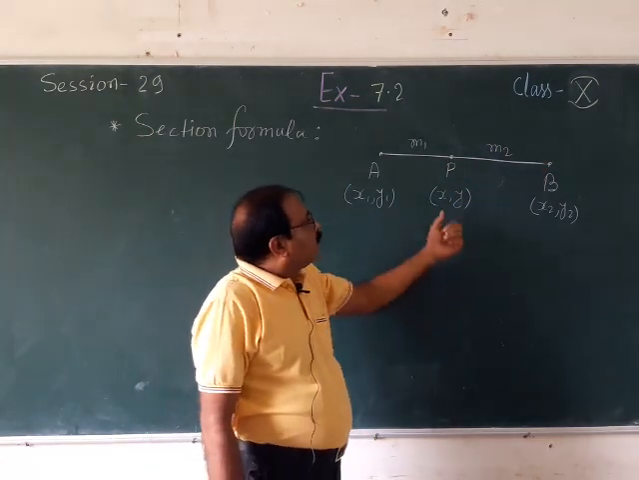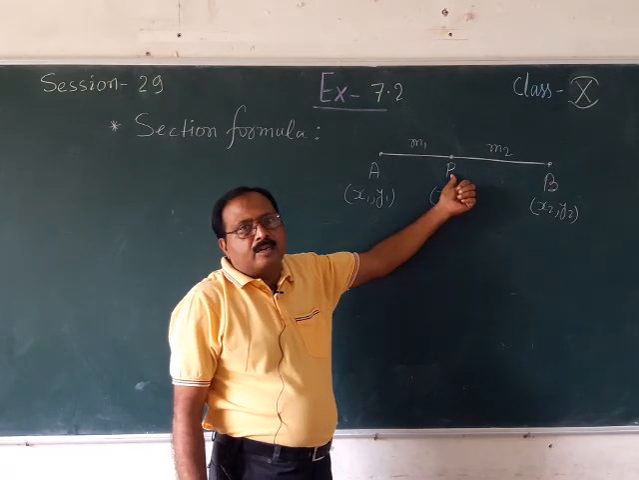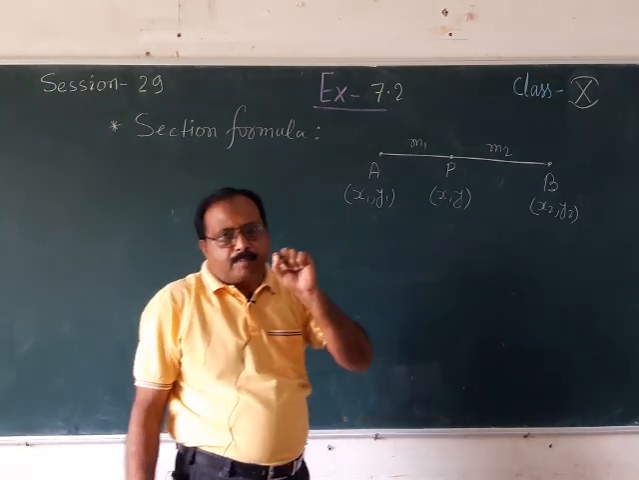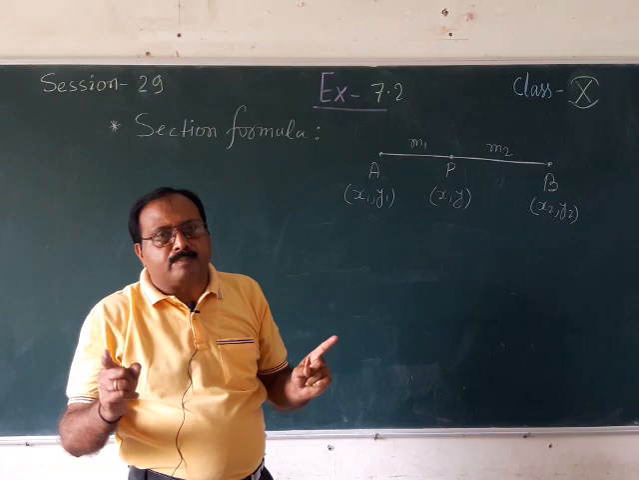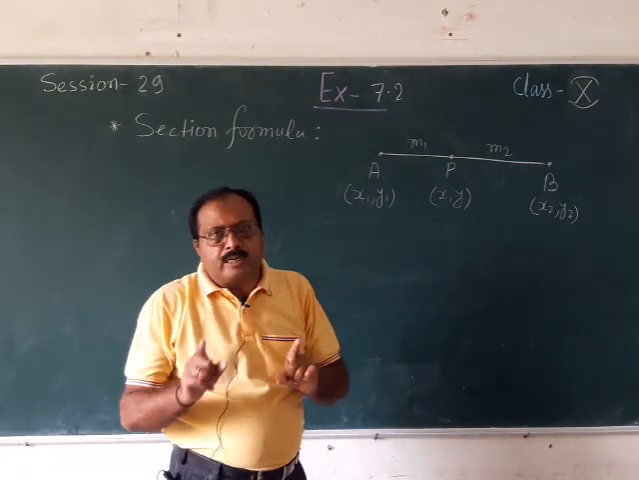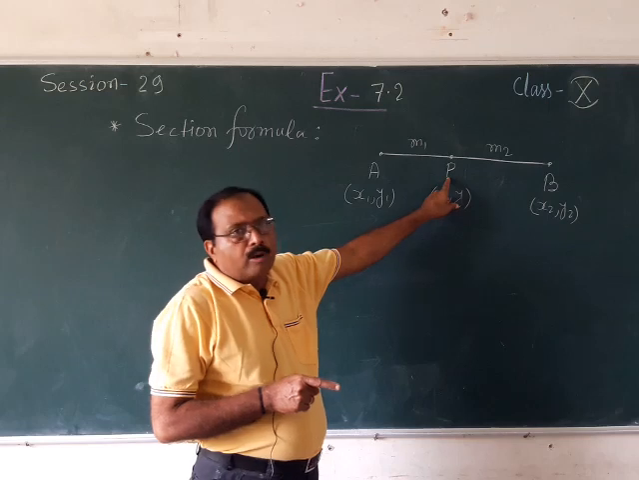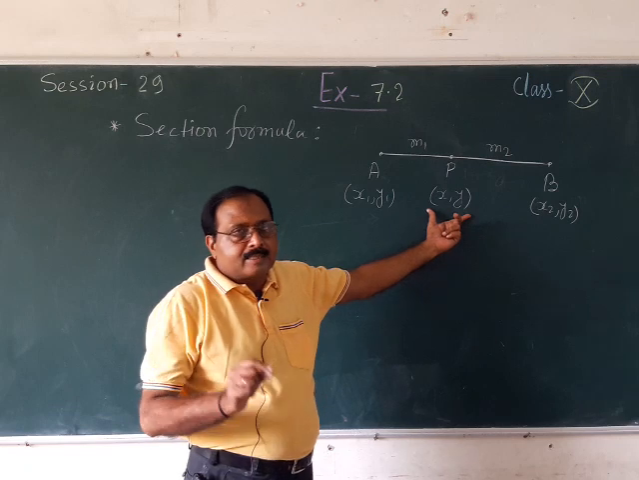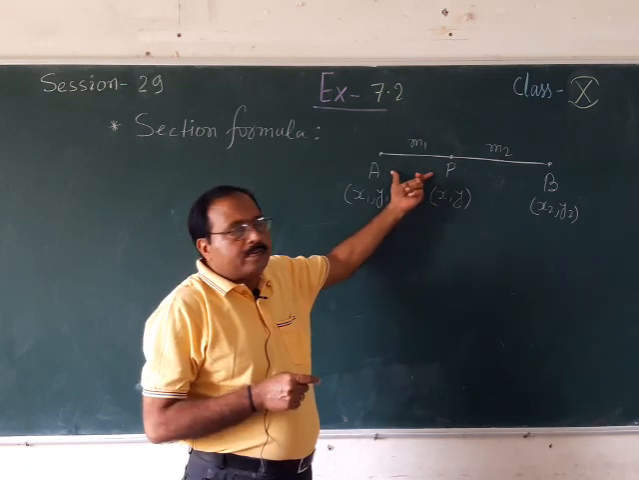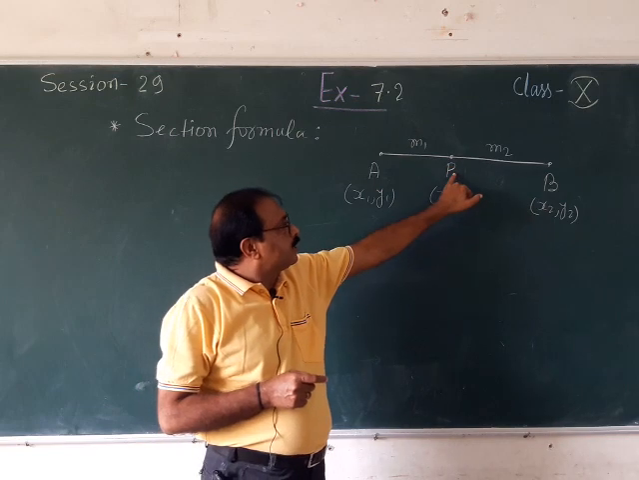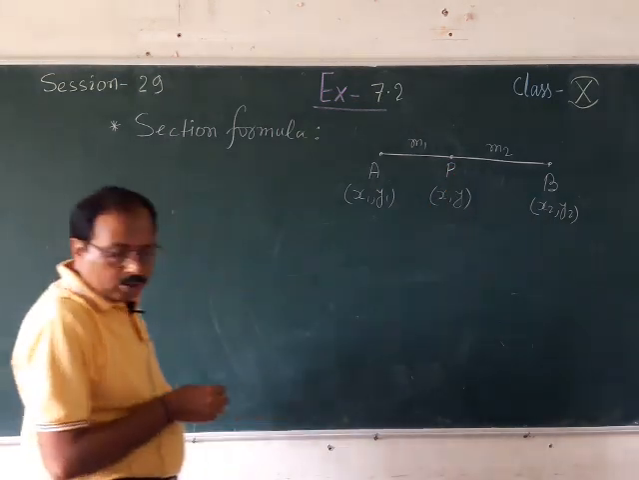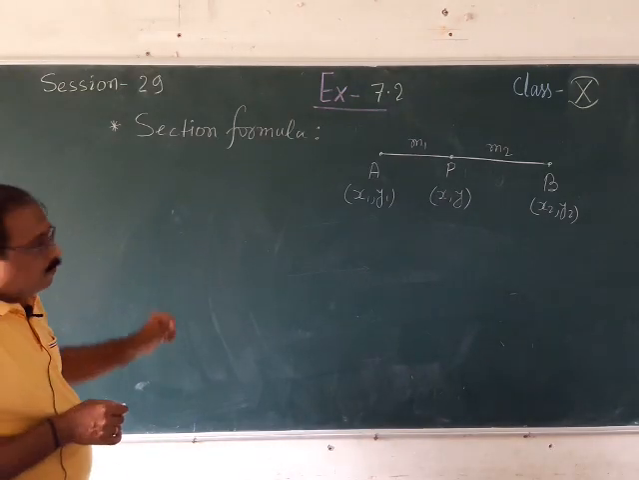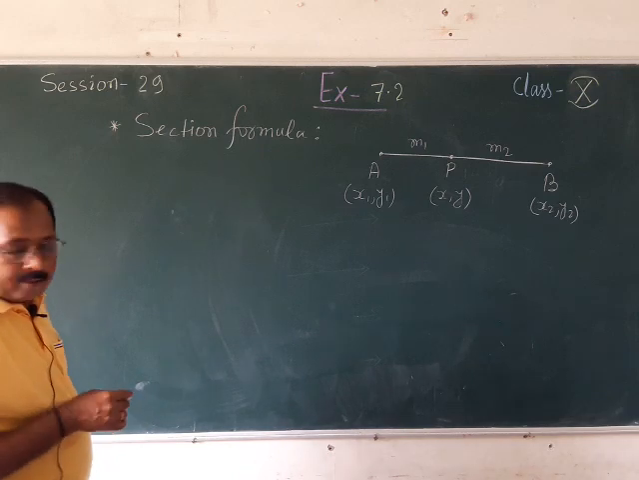Now how to find the coordinate of this P? Here we are going to study this only: if any point P is present on a line segment AB, then how to find the coordinate of that point P? Here I have taken the coordinate of P as x, y, and the distance AP is taken as M1 and the distance PB is taken as M2. So here I am going to discuss how to find the coordinate of this P.